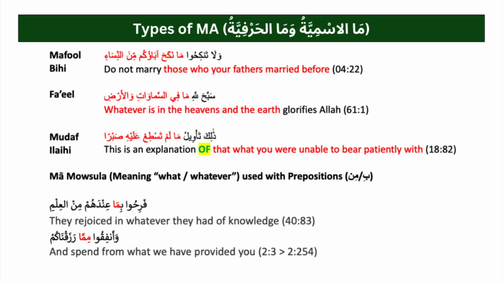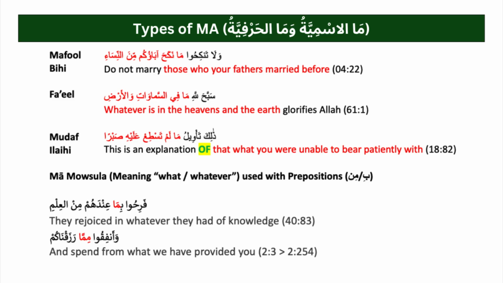Then the slide gives an important list of grammatical roles in which ma mausula may appear. It may occur as fa'il, maf'ul, mubtada, khabar, mudaf ilayh, and so on. This is a very useful point. It teaches students that the relative pronoun structure is not fixed to one role only. It can move through many positions in the sentence. Now the slide gives examples of that.